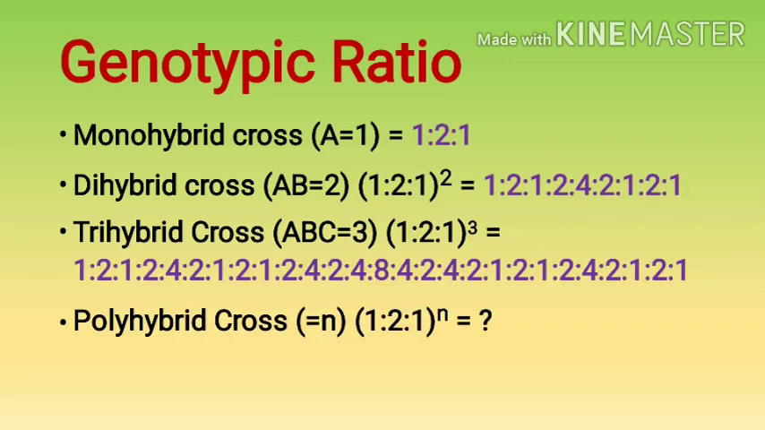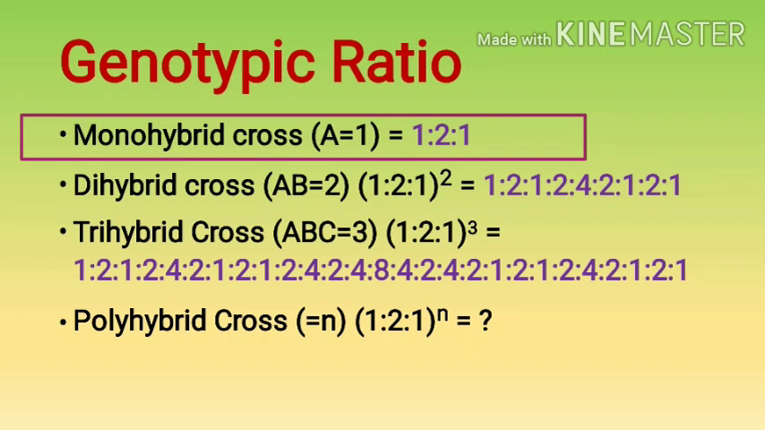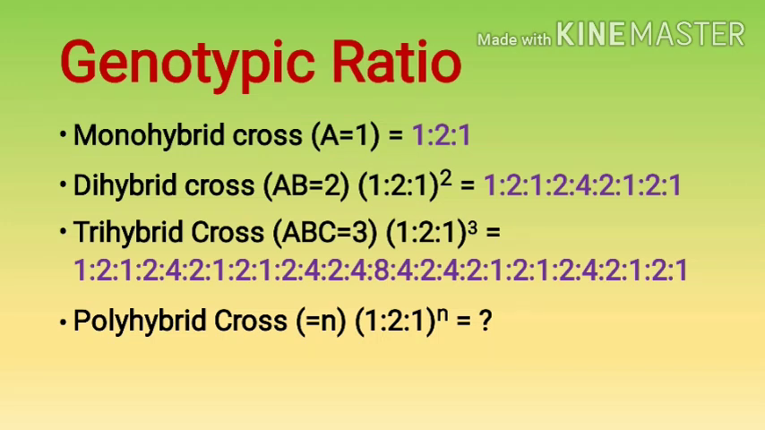Now, the same way we will discuss the genotypic ratios. As we have discussed in the previous lectures, the genotypic ratio for the monohybrid cross was 1:2:1. Then if you have to calculate the genotypic ratio of a dihybrid cross, a simple formula is (1:2:1) raised to the power 2. And then for the trihybrid cross, it will be raised to the power 3, and for the polyhybrid cross it will be raised to the power n.